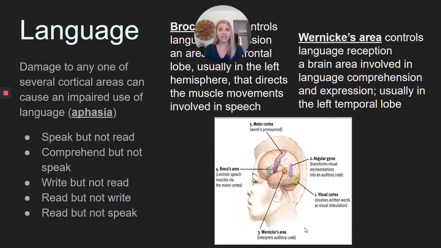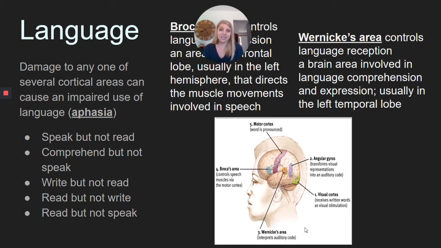Now, the other area that is devoted to language is Wernicke's area. And Wernicke's area is typically found in the left temporal lobe. Wernicke's area is responsible in some ways for language expression, but much more so for language comprehension. It is for language understanding. And the major ways that we understand language is by hearing it and by reading it. That is the majority of ways that we're going to understand or comprehend the language that we are experiencing. And so again, temporal lobe.